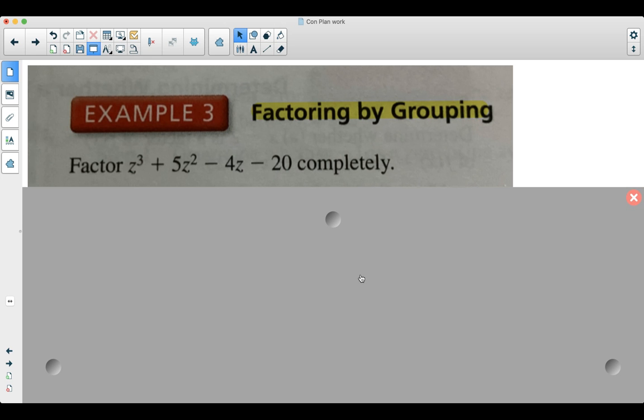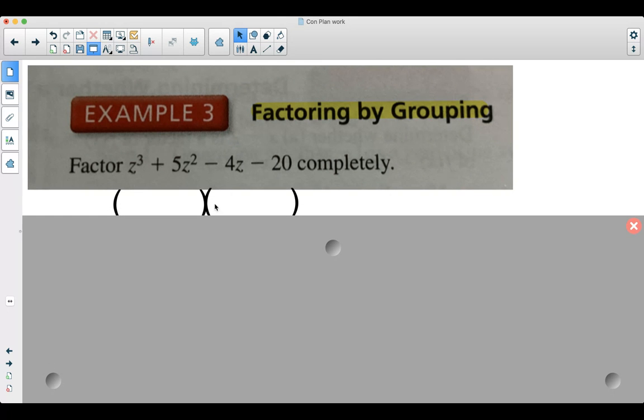Let's go over the last two examples for factoring these polynomials. The next one, which is example 3, is factoring by grouping. Now, this is when you have four terms together, kind of like this problem example has here. So what we're going to do is take our parentheses and group the first two terms together and the last two terms together.